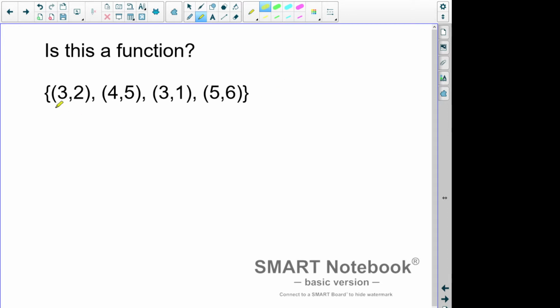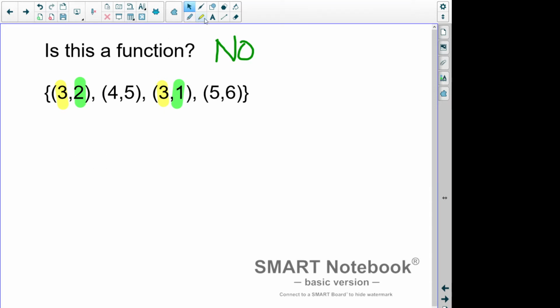If I look at my domain, I have 3, 4, 3, and 5. Notice that the 3 in the domain repeats. That's not necessarily an issue, but it raises a red flag. If I look at the range values, I have 1, 2, 5, and 6. But if I look at how they're related, 3 is related to 2, but 3 is also related to 1. So right here I've got a member of the domain, 3, that goes to two different numbers in the range. So 3 goes to 2, and 3 also goes to 1. So is this a function? We would say no, this is not a function.